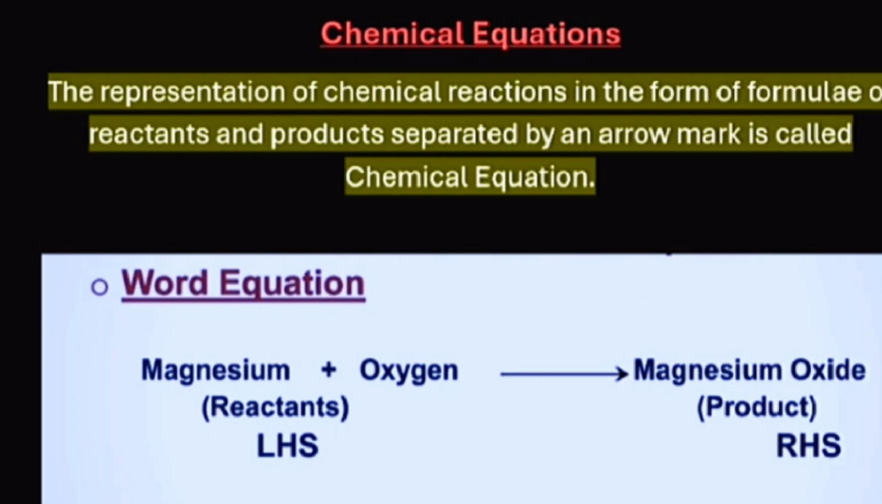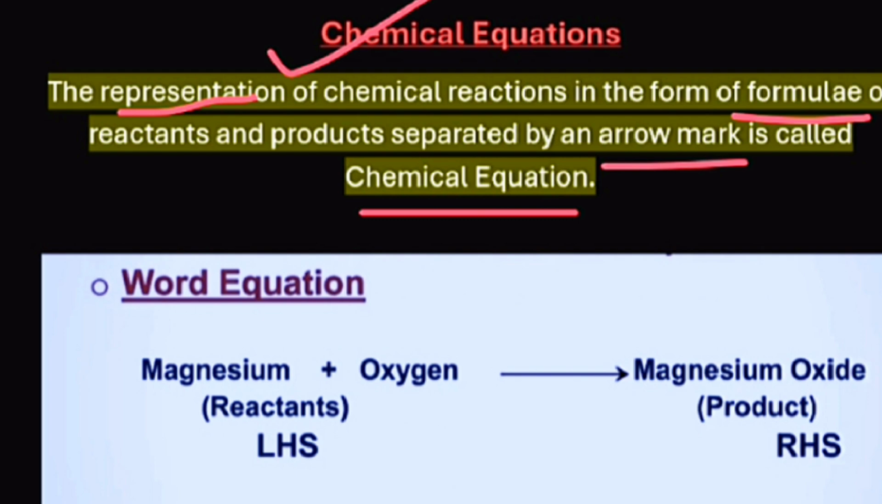Let's talk about chemical equation. The representation of chemicals in the form of formulas, with reactants and products separated by an arrow mark, is called a chemical equation. So we can say it is a type of representation in the form of formulas which contains reactants and products separated by an arrow mark.